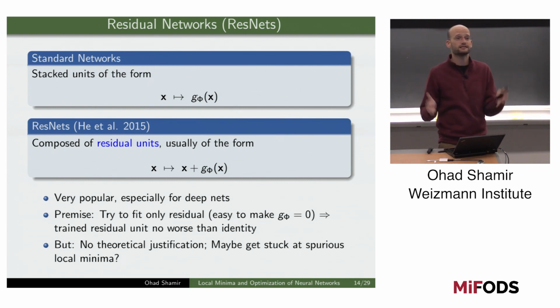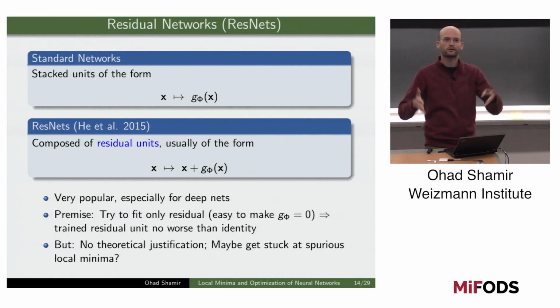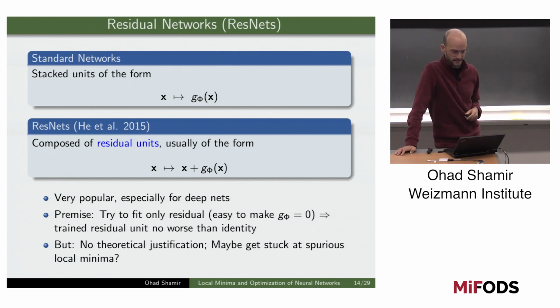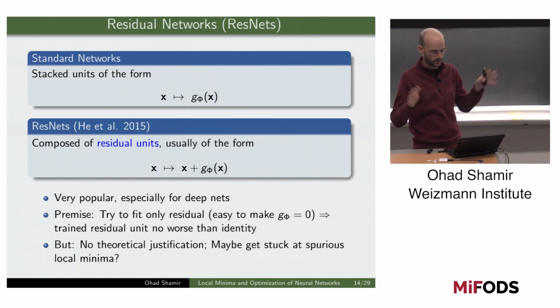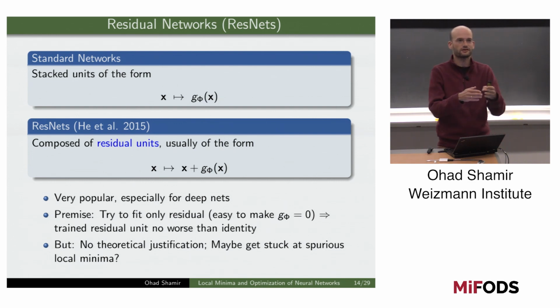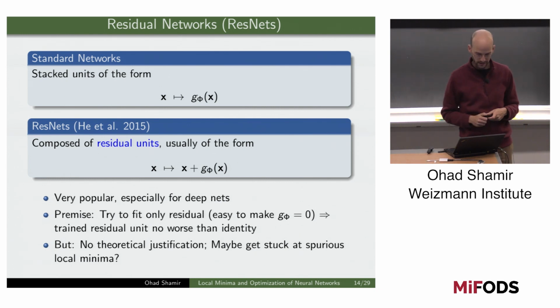And the parameterization is such that it's usually very easy to do. Just take all the weights and put it at 0. So essentially, we only need to fit a residual: X plus some residual term. And the end result is a network where the trained residual unit is no worse than an identity. Right? We can always make G 0, and then the layer disappears. It just does the identity transformation. But maybe by this nonlinear G, we can improve things.